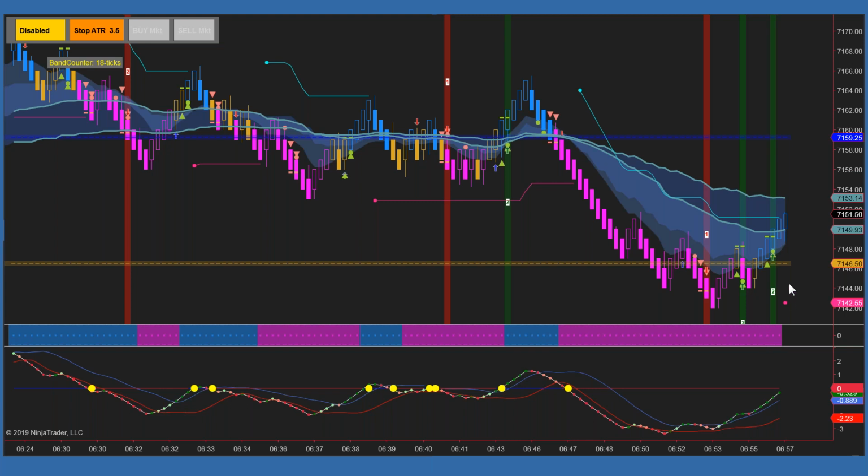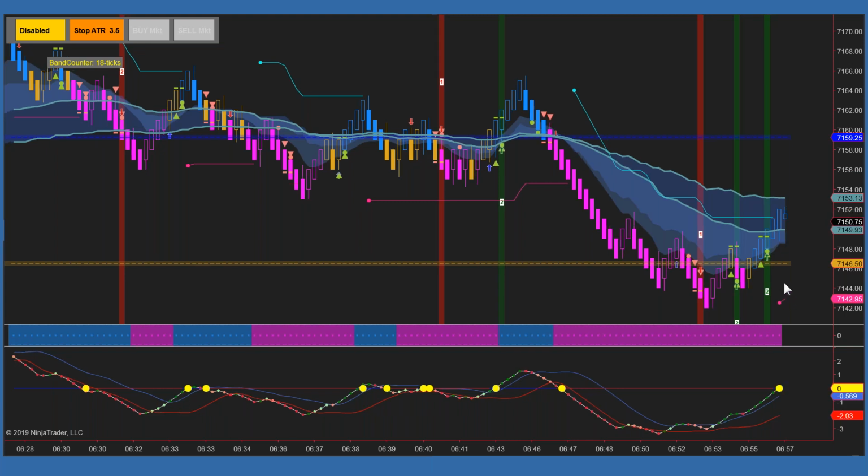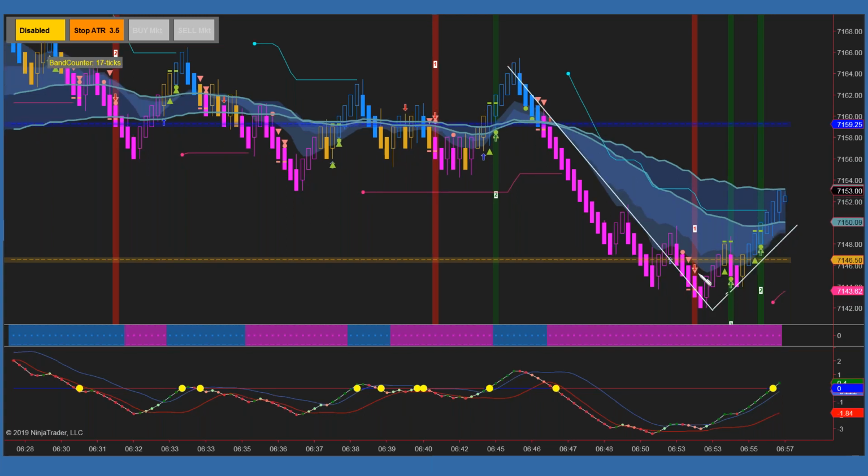If I had a decent second push, I might give it a go. You see, to me, whenever you get the market creeping up a little bit like this, it starts to look like a bear flag. In which case, I halfway expect the market to break down lower.